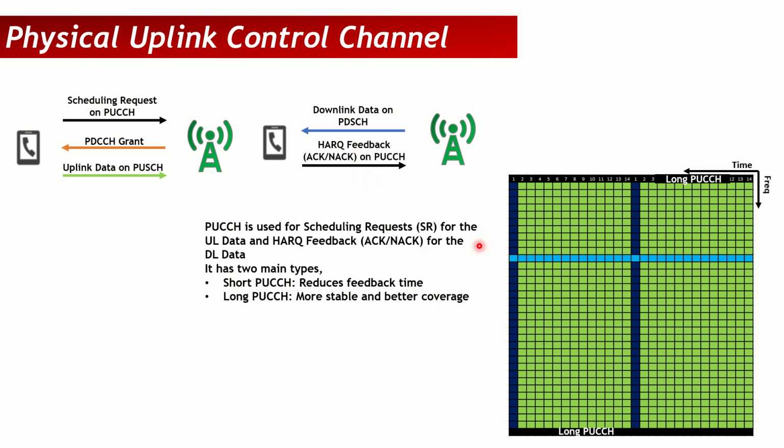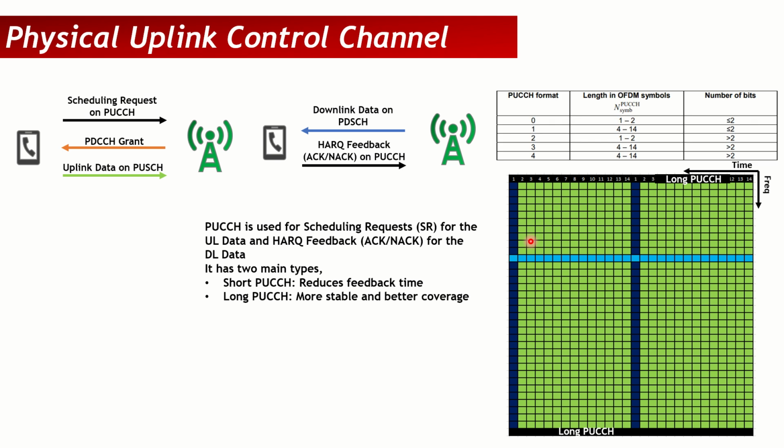But under normal circumstances, if we're not using the PUSCH and we're just using downlink data and we need to send a HARQ feedback, then that is sent over the PUCCH. So that is some of the basic concepts that we use PUCCH for. It can also be used for CSI feedback, but most of the time that is also being sent on the PUSCH. Now, as I told, there are two main formats. As per 3GPP, we have formats 0, 1, 2, 3, and 4.